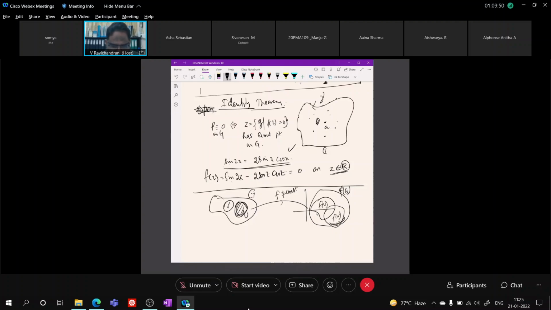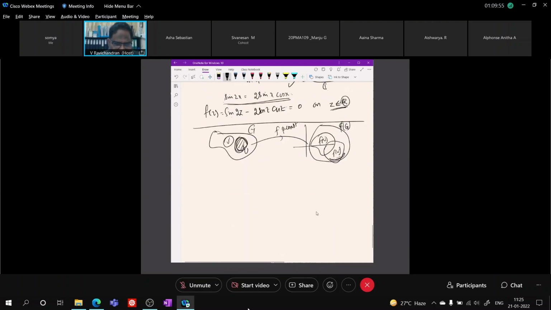So suppose the image is not open, then it will not be, okay. So we will see an example. For every non-constant analytic function, we want this open set to go to an open set. Let us see an example wherein the whole complex plane is going to a circle. The whole complex plane is mapped to this circle only.